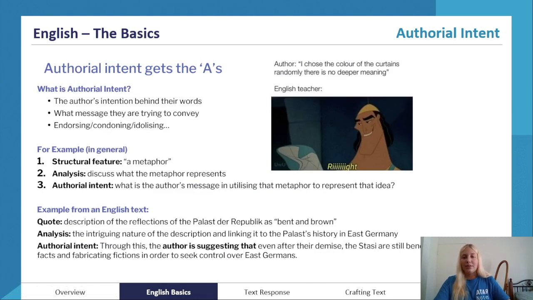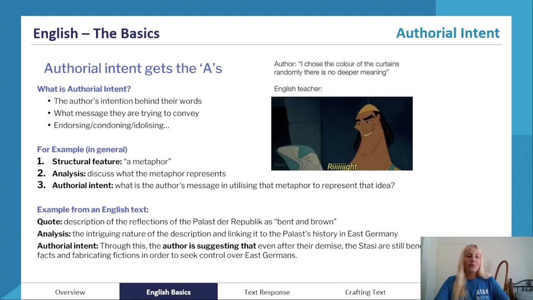Now, authorial intent and views and values, it's the same thing, really. It gets the A's. So I've already explained that this is every time you write about the author's message, opinion, all the messages that they're trying to convey. So basically, you're looking for things that they agree with and that they disagree with. What things do they endorse and celebrate and basically say are good things? And what things do they critique and say are wrong? Or what things are they conflicted about?